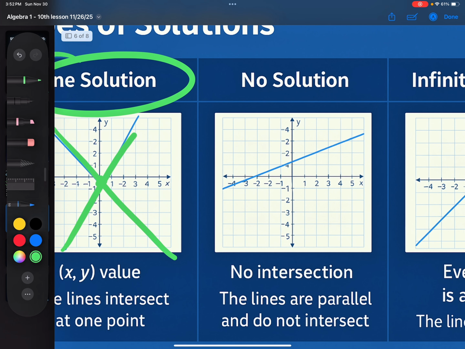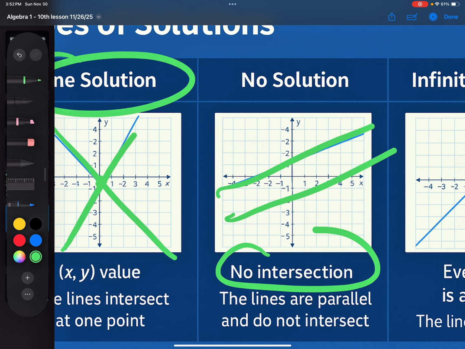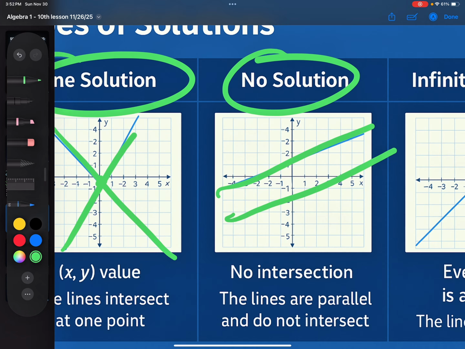Let's say we have two parallel lines, two lines that are parallel to each other, meaning that they go straight but they never intersect with each other. So here, if you notice, there's no intersection. What that means is that there's no solution, because if they don't cross once, then they have no solution. They don't have anything in common.